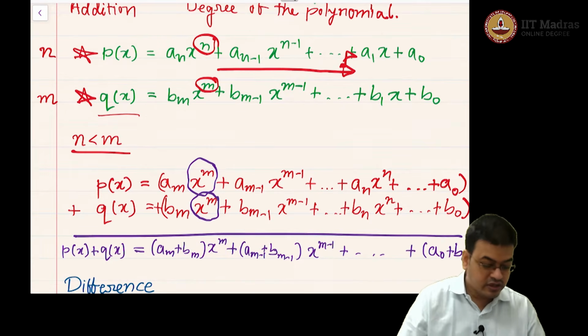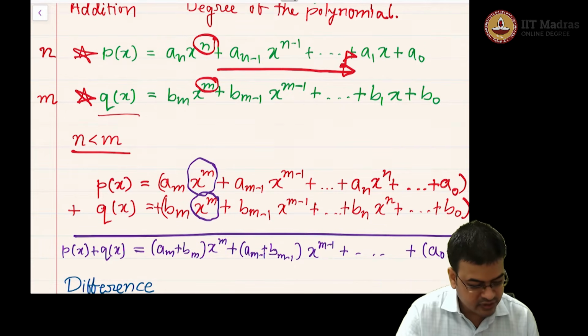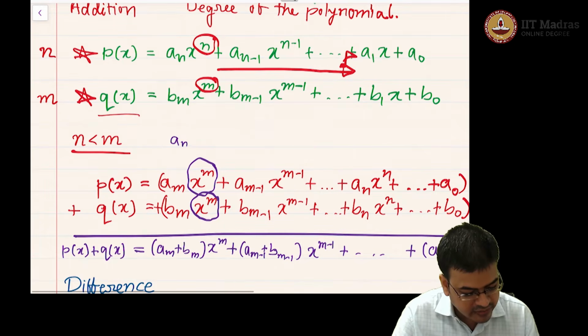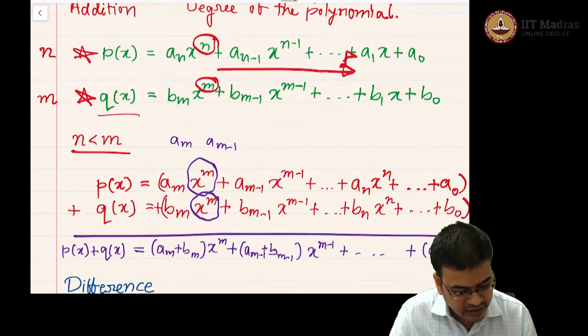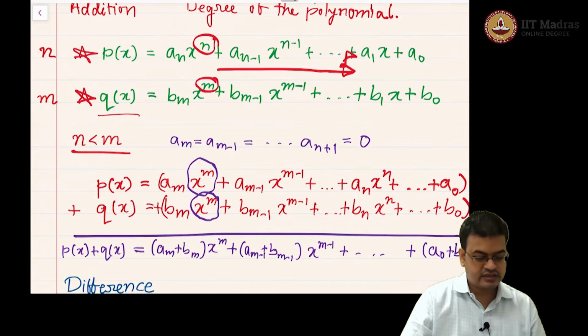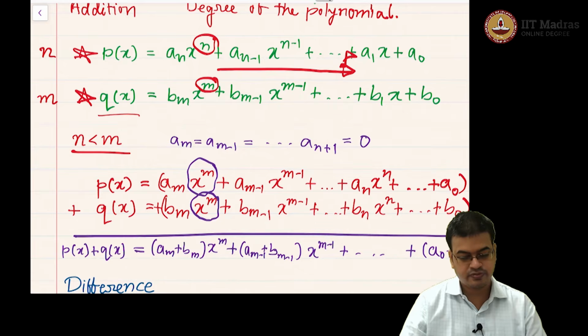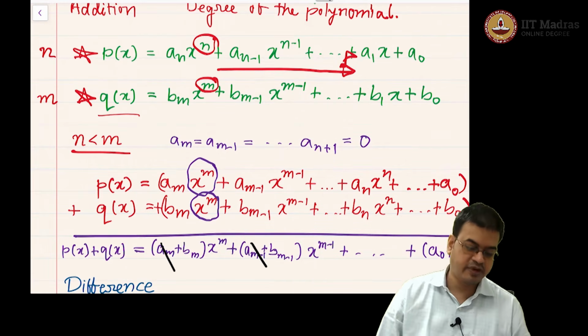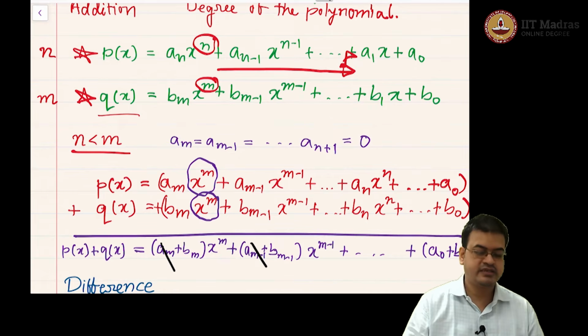One finer thing: because I have written this polynomial, what are the values of a_m, a_(m-1), up to a_(n+1)? All these values are 0. So in these cases the terms will essentially chop off. That means these terms will vanish up to a_(n+1), and you will simply get this.